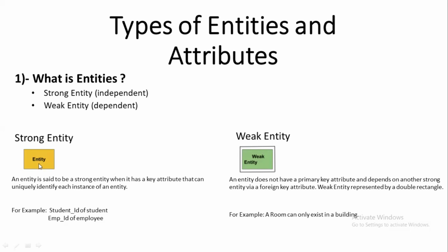Rather, it has its own primary attribute. A strong entity is represented by a single rectangle shape. We can take some examples: student ID of the student is a strong entity. Another example is employee ID of the employee. It does not depend on any other entity. It is a unique entity, so we can say it is a strong entity. When we come to the weak entity, a weak entity does not have any primary key attribute and depends on another strong entity via a foreign key attribute. We represent the weak entity with a double rectangle shape.